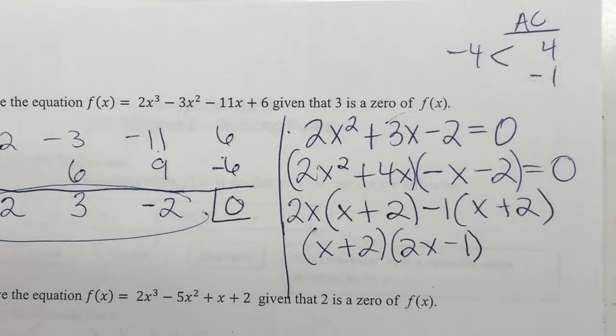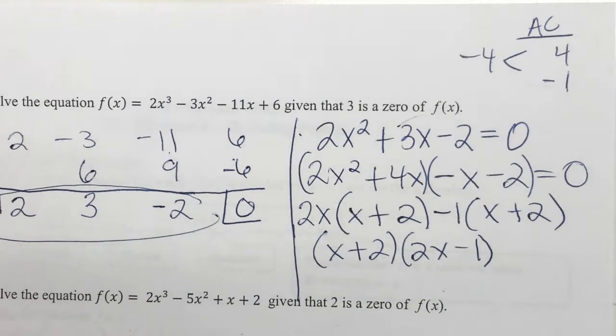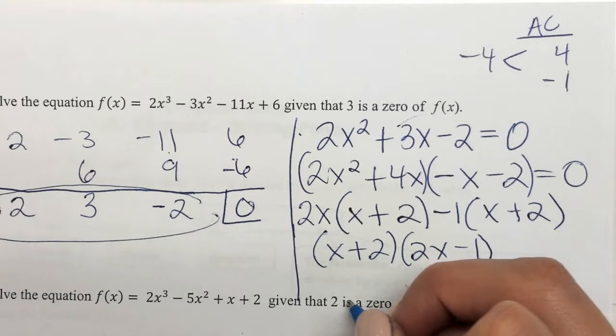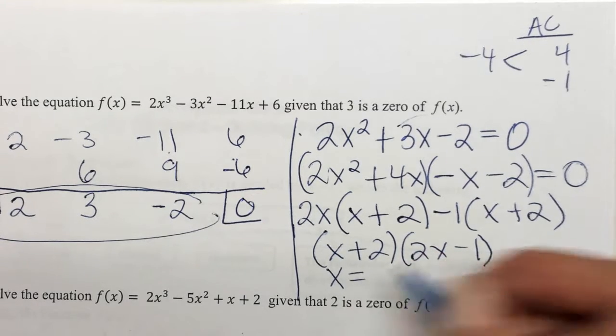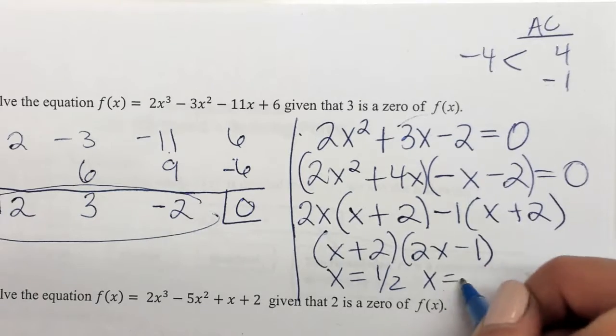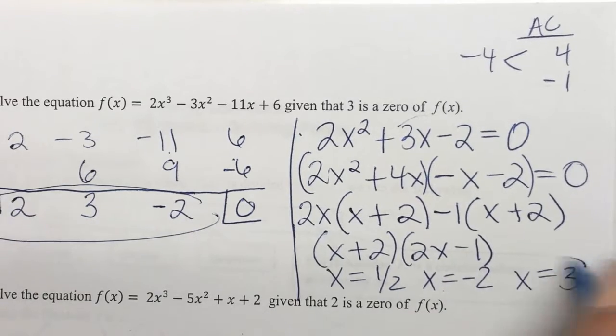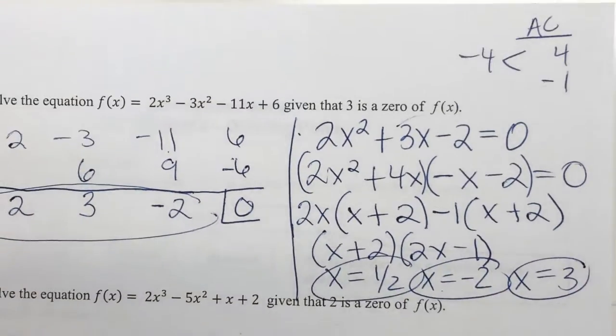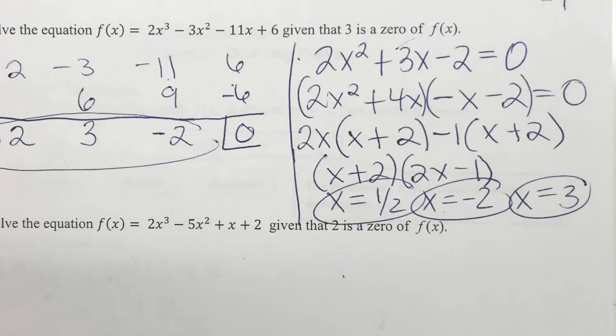Now tell me all 3 of my zeros, because this one has a degree of 3. Tell me one of them. X equals 1/2. X equals -2. And X equals 3. Yes. The 1/2, when I set 2x minus 1 equal to 0, you'd have to add the 1 over, and then divide by 2. Okay, but where did the 3 come from? They gave it to me in the beginning. Everybody good?